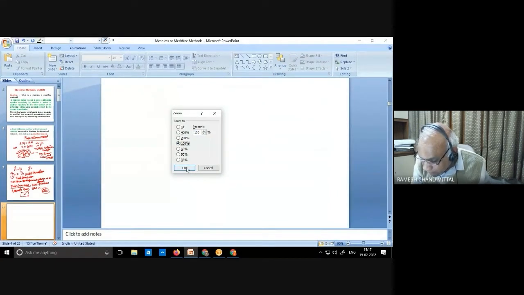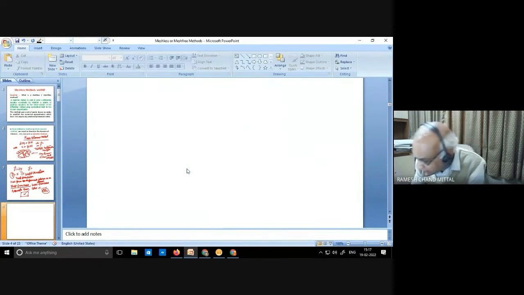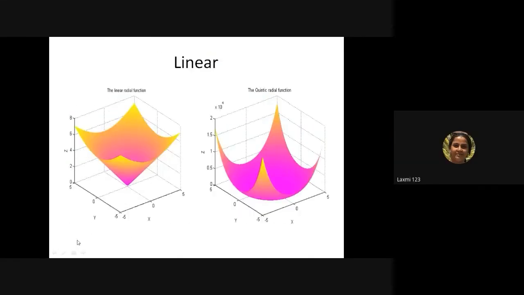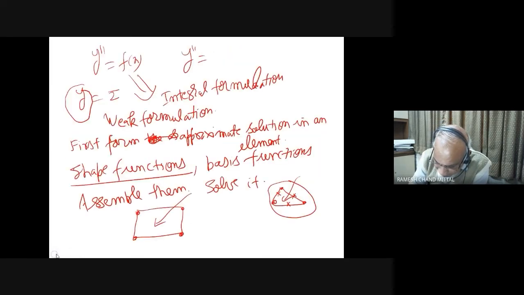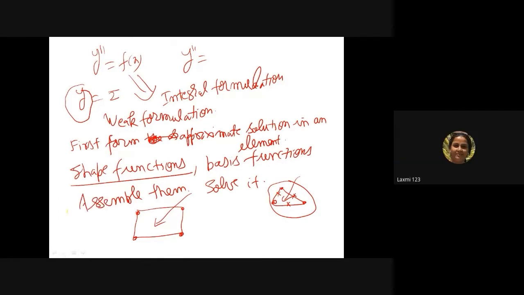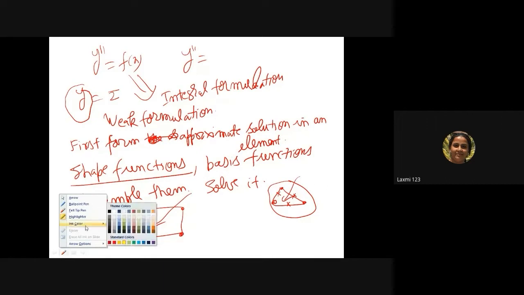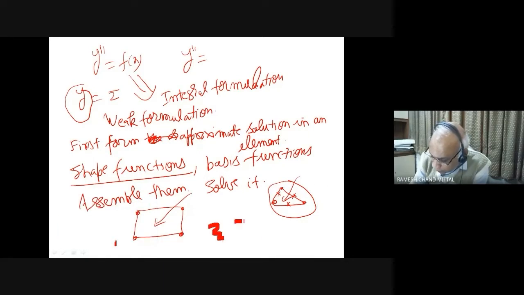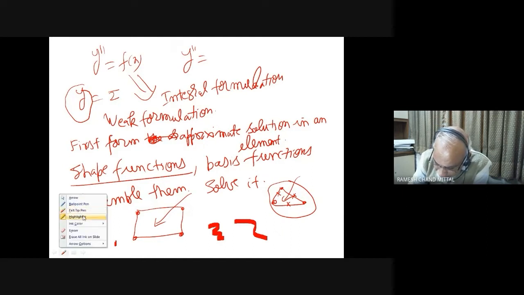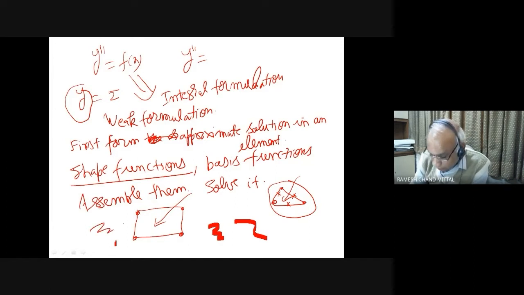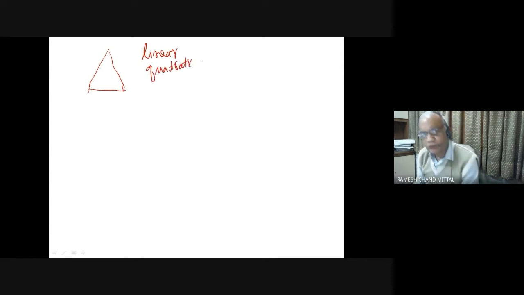Okay. So what I say is that once I have taken my triangular element, I have to choose a shape function, which could be linear or quadratic or cubic, as the case may be.